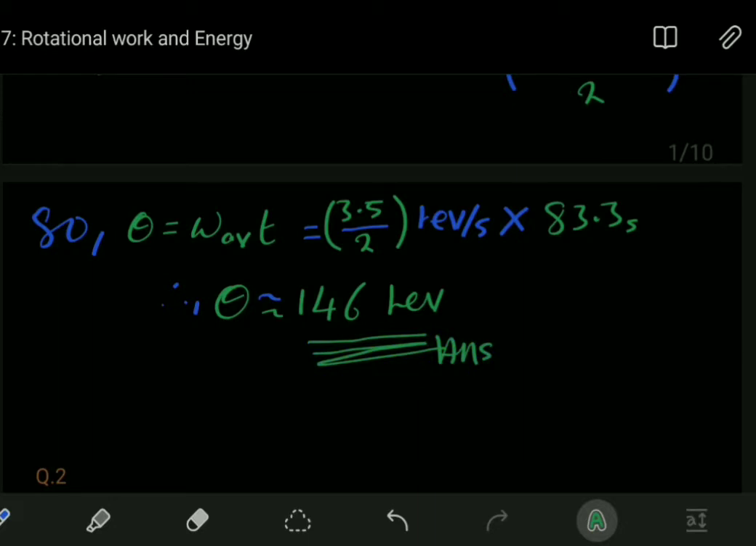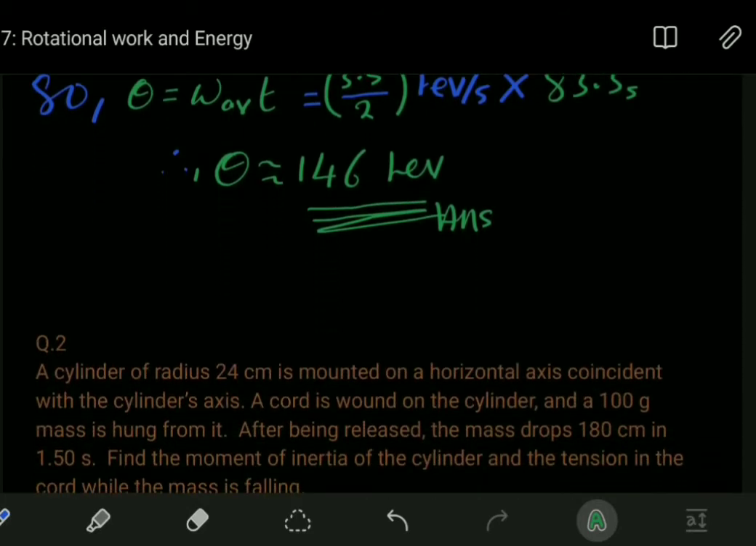So this figure, 146, you might get 146.5 or something, which is okay. I've simply rounded off. Now we have found the time that it takes to accelerate from rest to 210 revolutions per minute, and we have also found that it makes 146 revolutions during this time. So that was question 1. We move on to question 2.